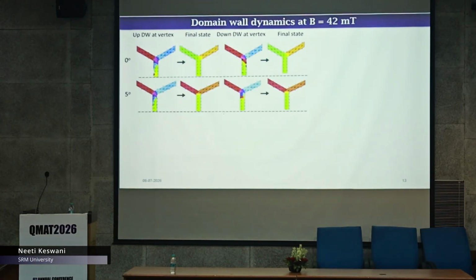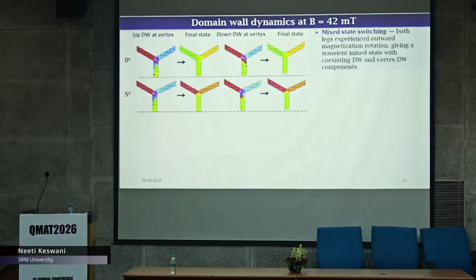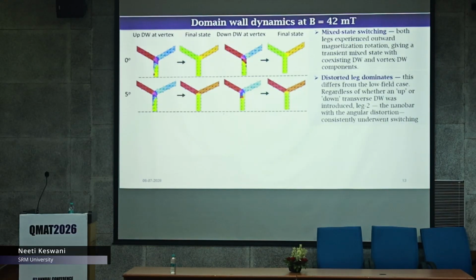We now move to 5 degrees. So there is a mixed state switching. My 0 degree and 5 degree distortion have a similar kind of nature, where we have observed that the domain wall is actually splitting. It is moving to both leg 1 and leg 2. There is of course formation of transient states, complex magnetic states, and vortex domain wall components. So whether you had a distorted leg or not, both legs started switching.